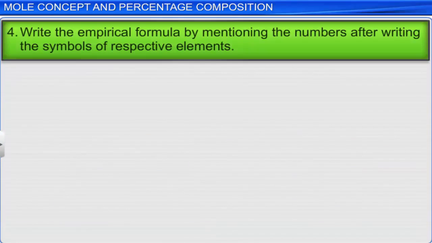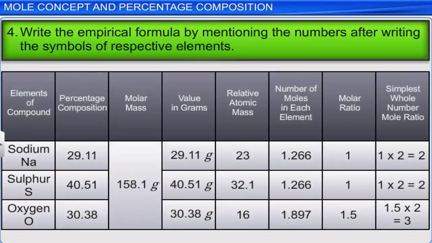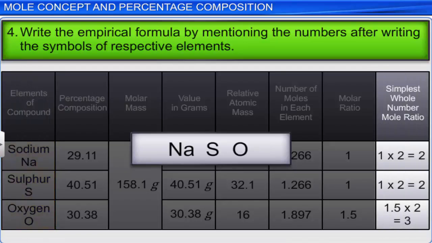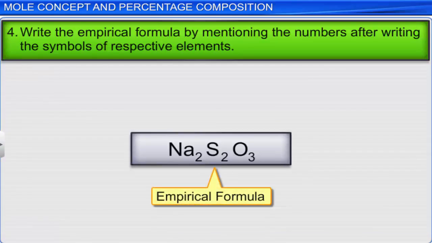Write the empirical formula by mentioning the numbers after writing the symbols of the respective elements. First, write the element symbols next to each other. Then, insert the obtained numerical value of the simplest whole number ratio at the lower right-hand corner of each symbol. This gives the empirical formula of the compound, that is, Na2S2O3.